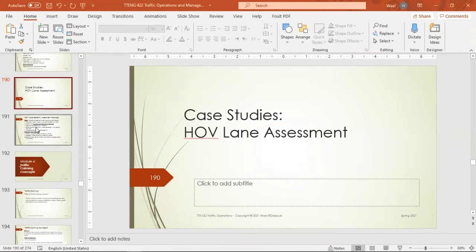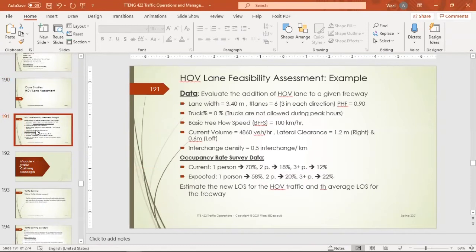So here we have this case. Evaluate the addition of an HOV lane to a given freeway. The lane width is 3.4 meters, number of lanes 6, 3 in each direction, peak hour factor 0.9, truck percentage 0, as trucks are not allowed during peak hours. So that's the initial condition.